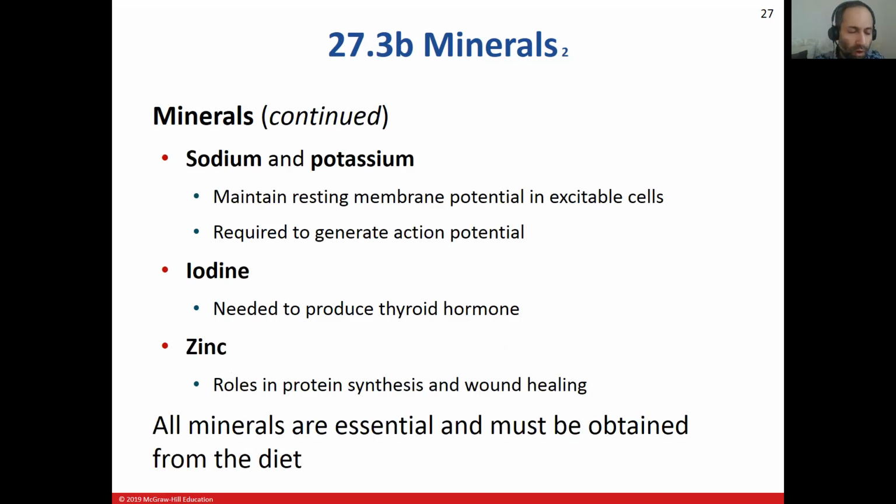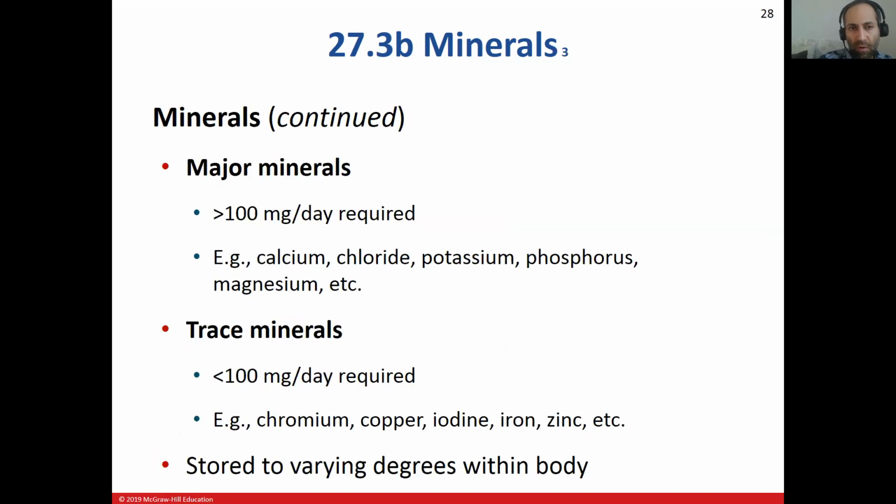Sodium and potassium for sodium-potassium ion channels in our nerves. They literally make up our nervous system. Iodine is needed for your thyroid hormones. Zinc is needed for wound healing and also protein synthesis, okay? And they're all essential, so you must obtain them from your diet.